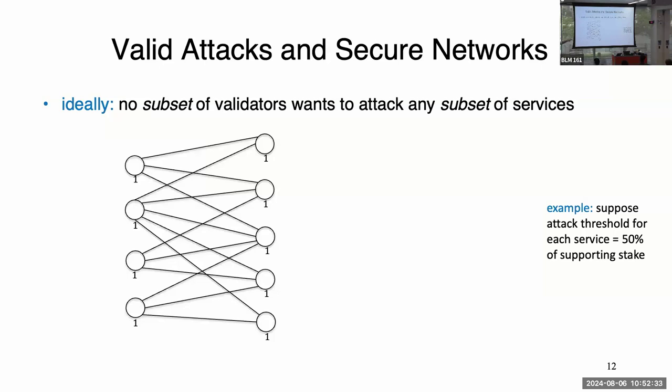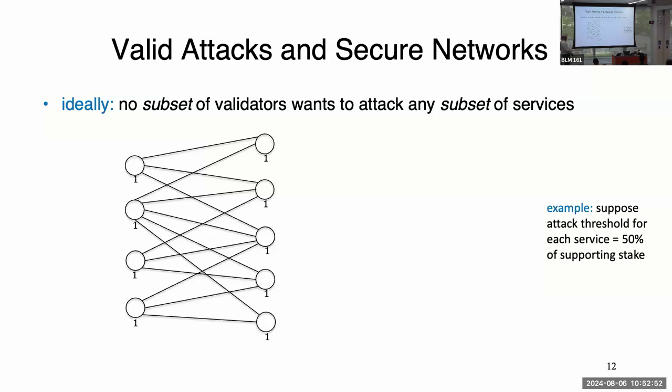And so now, just for the example, let's suppose that validators can attack a service if they control at least half of the stake. So 50% of the stake that's supporting a service is necessary and sufficient to attack it, and get the corresponding reward.